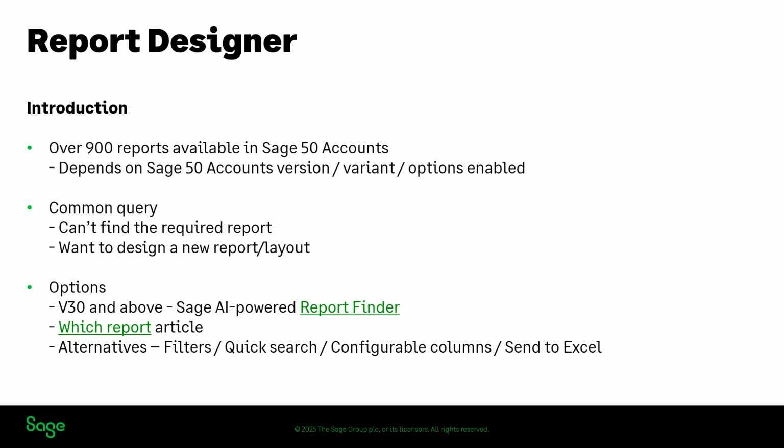There are over 900 reports available in Sage 50 Accounts. Obviously that depends on the version and level of software you're running, the variant. By that I mean whether you run Sage 50 Accounts Essentials, Standard, or Professional. The higher up the range you go, the more features you have, so the more reports and layouts you'd have available. It also depends on what options you've got enabled. If, for instance, you're using the foreign trader, there'll be more reports available. CIS, and possibly your VAT scheme, will determine which reports are available as well.